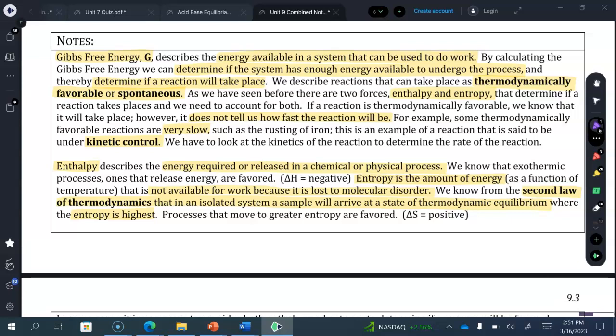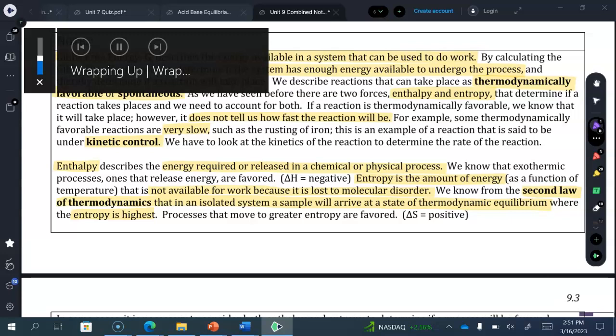If a reaction is thermodynamically favorable, we know that it will take place. However, it does not tell us how fast the reaction will be. For example, some thermodynamically favored reactions are very slow, such as the rusting of iron.